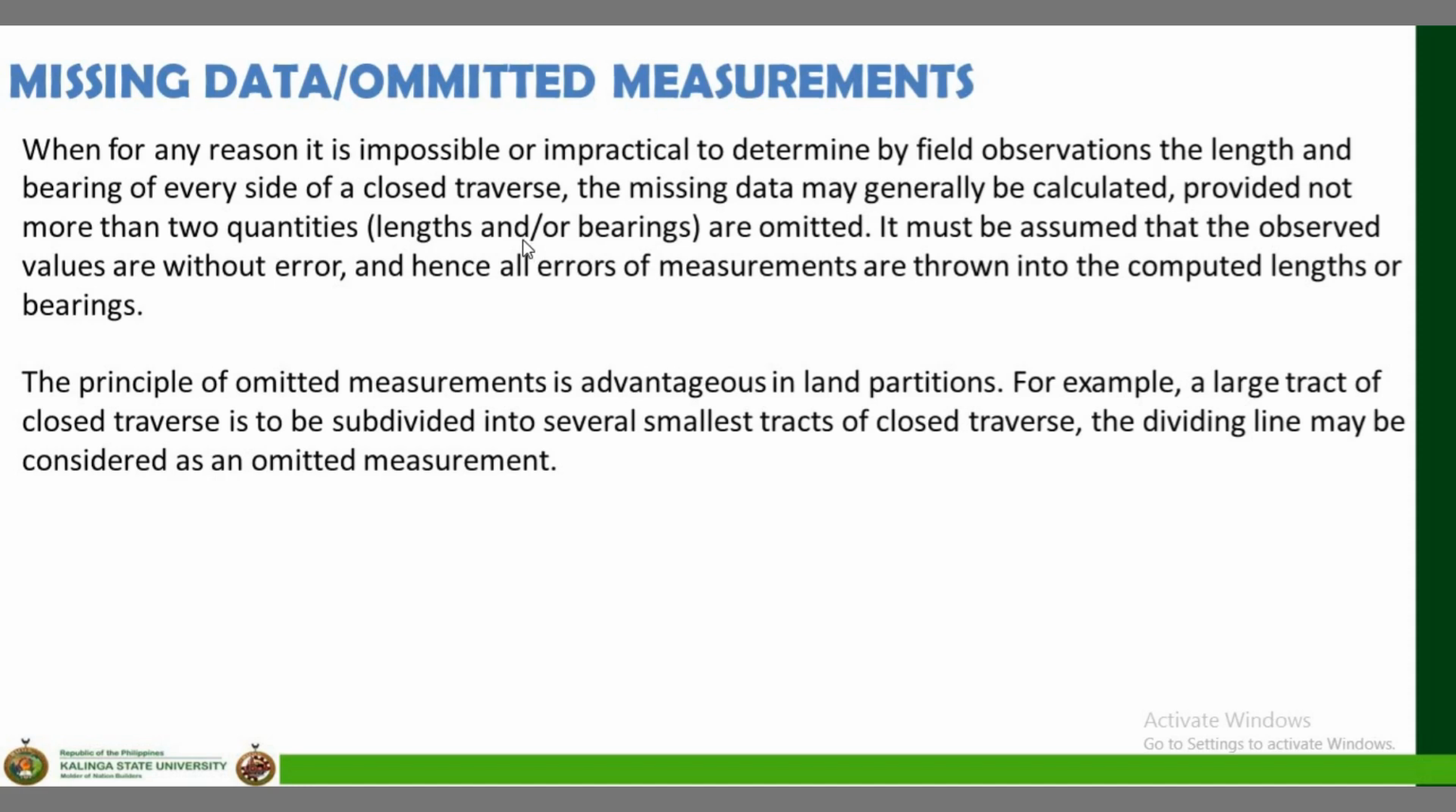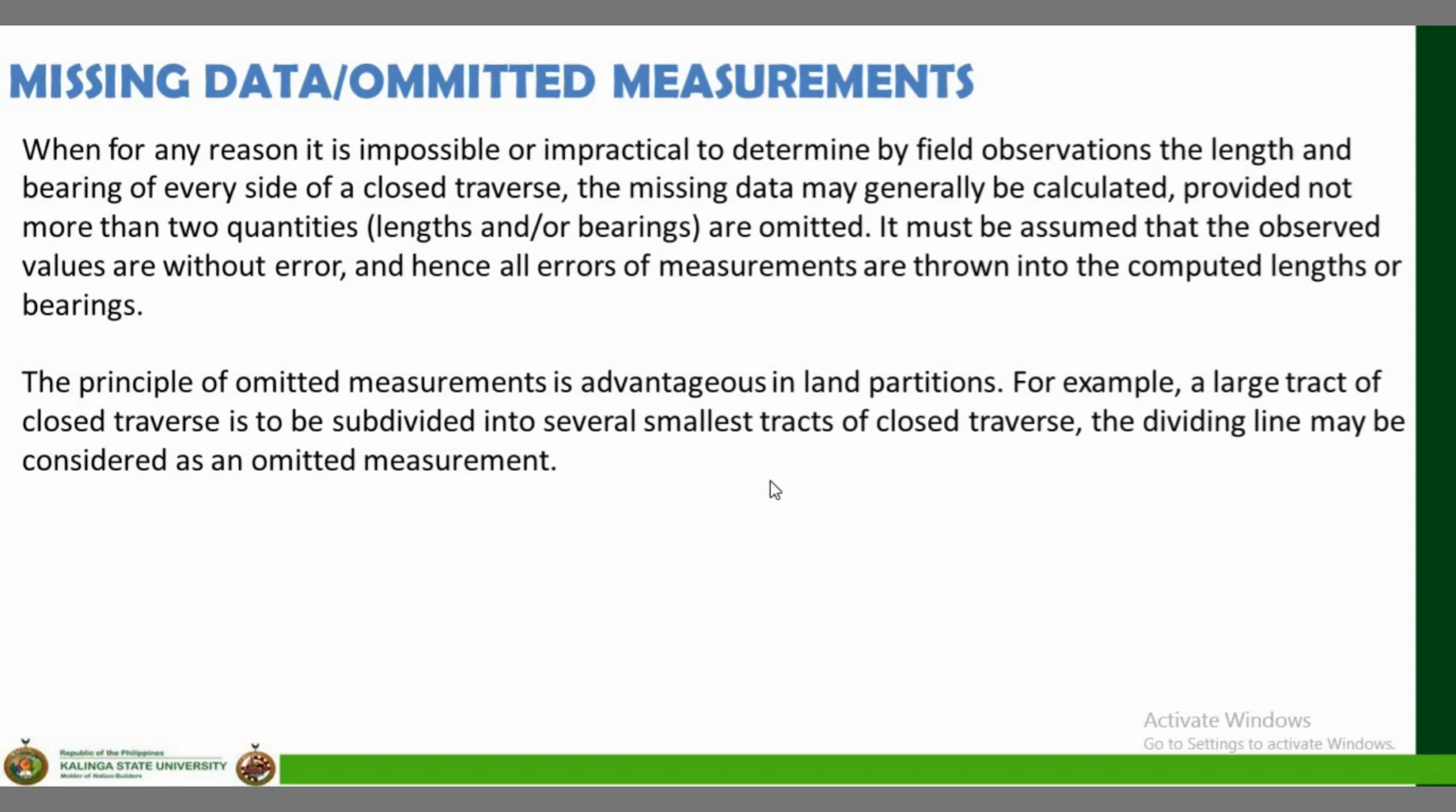It must be assumed that the observed values are without error, and hence all errors of measurements are thrown into the computed lengths or bearings. Now, if we're going to calculate missing data or omitted measurements, you have to make sure that your traverse is balanced. What do I mean by balanced? Kumbaga na-adjust na siya. Diba topic tayo, chapter 5, traversing and traverse computations. We have adjusted the latitudes and departures using either compass rule or transit rule. Now, gagamitin nyo ang omitted measurements if the traverse is corrected or already balanced.